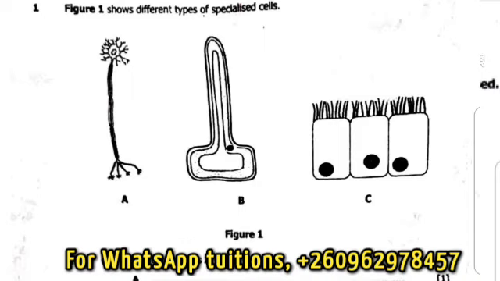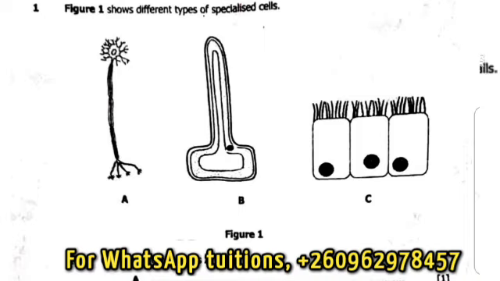Sensory neuron is not this one. This is motor neuron. Yes, this is motor neuron. Cell A is a motor neuron. A sensory neuron has got something like a pocket there where you can even see some nucleus. B, you can see it is elongated and you can see even cell wall. This one is found in plants, so this one is definitely a root hair cell.